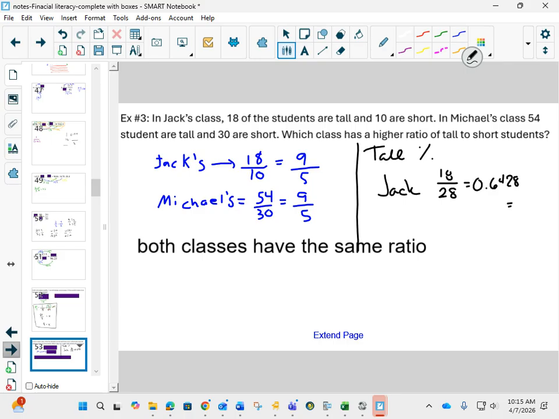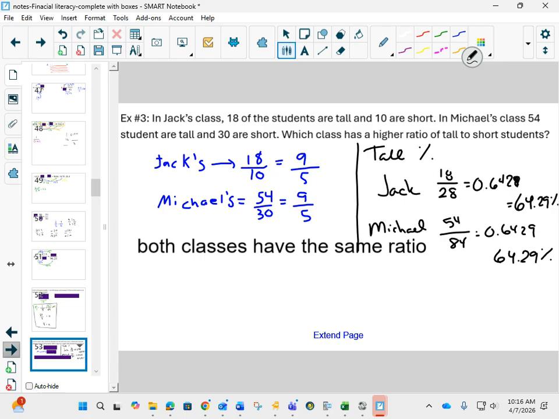0.6428, which is equal to 64, it's actually 29 after I round. 64.29%. Michael's class, as a percentage, there are 54, and the total amount of people in Michael's class are 84. And that is also 64.29%. So you could consider it as a percentage.